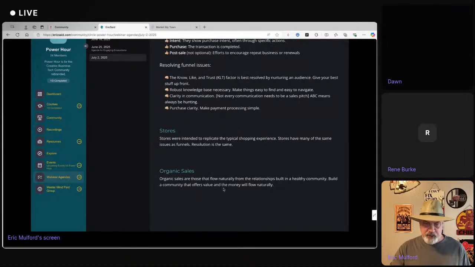I want to talk about organic sales real quickly, and it's just these two sentences. Organic sales are those that flow naturally from the relationship built in a healthy community. They come naturally. Build a community that offers value, and money will flow naturally. That's a natural outflow of a community that is committed to providing value.